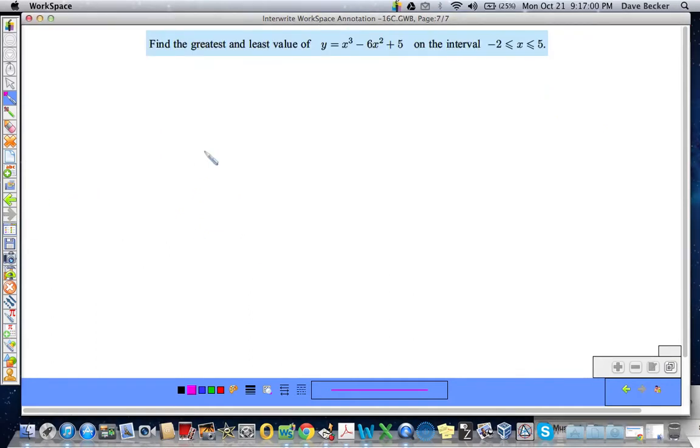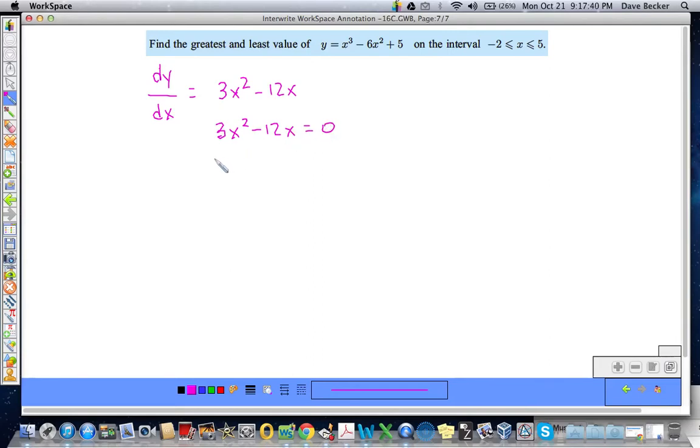One more example and we will be done. Find the greatest and least value of this function on the interval. The greatest value and the least value. Well, how can we do that? Well, we take the derivative, because we can find the global max, the local max, the global min, and the local min. Okay, so dy/dx is equal to 3x squared minus 12x. And so I'm going to find my critical points by setting that equal to 0.